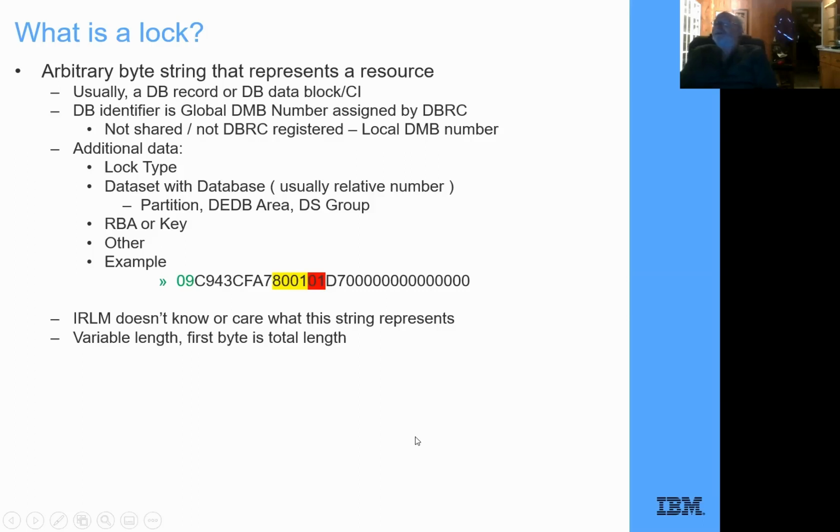So IRLM doesn't know or care, or for that matter, PI also does not know or care what this string represents. And these lock strings are the same for IRLM and PI. IMS's internal logic produces these and passes them to the lock manager, be it IRLM or PI. It's independent of the lock manager. IRLM doesn't know or care what this string is.